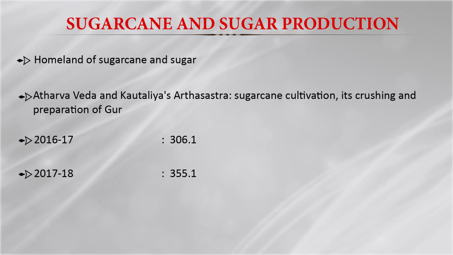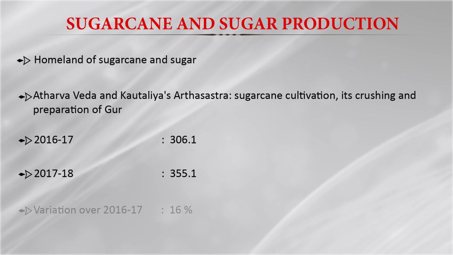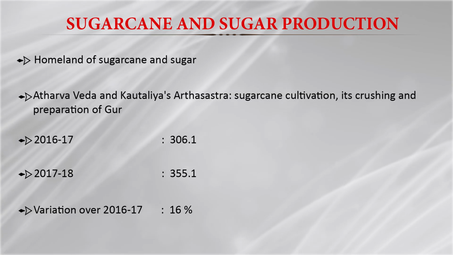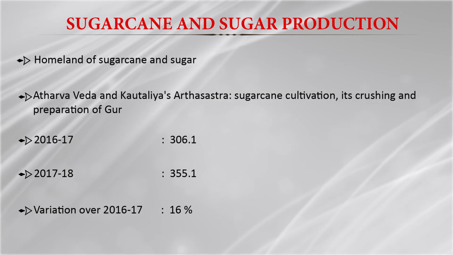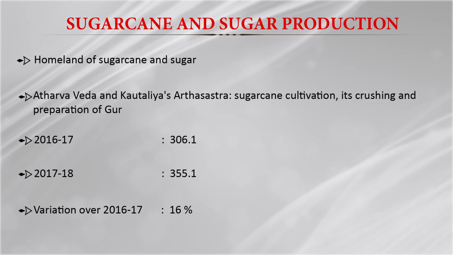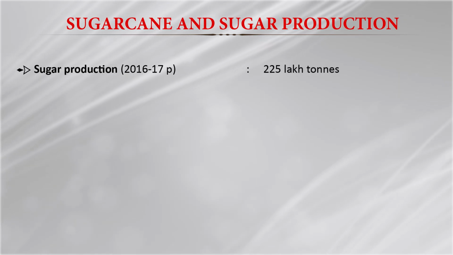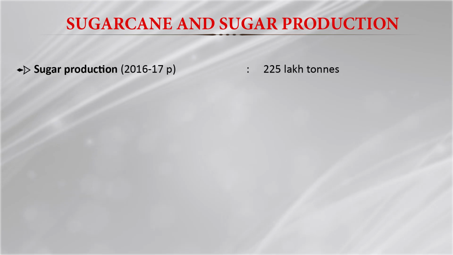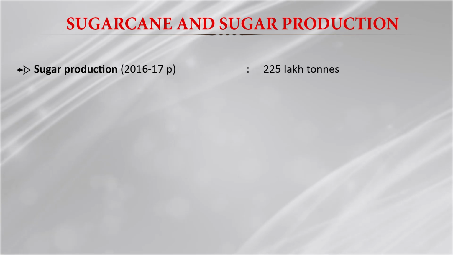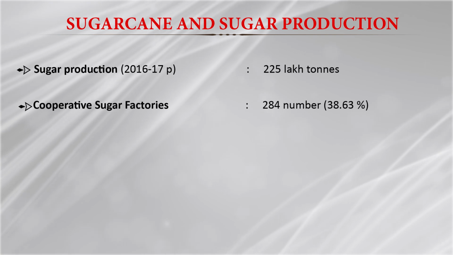Then in 2017-18 we had a sugarcane production of 355 million tons. There was a 16% growth in sugarcane production over the previous year, so there is a continuous increase in sugarcane production in the country. Here in this slide you can see the data related to sugar production. In the year 2016-17 we had a production of 225 lakh tons of sugar, and we have a large cooperative base for sugar production in the country.